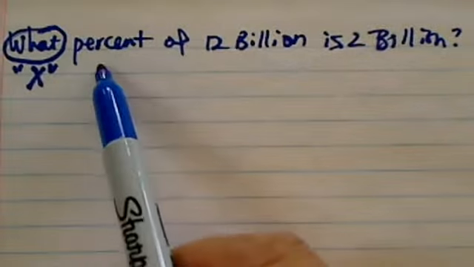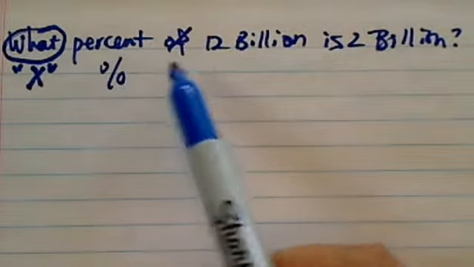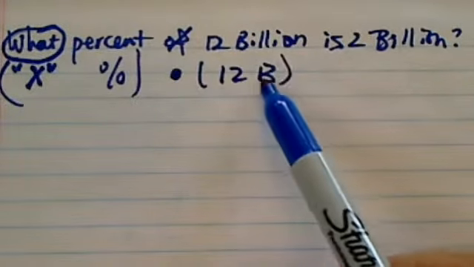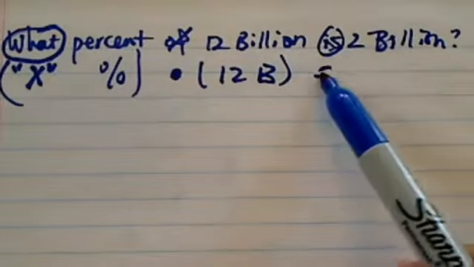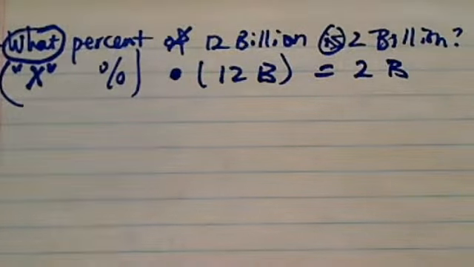So x percent, let's put a percent, of means multiply. So x percent of 12, I'll just put a b here for 12 billion, is equal to 2 billion. So we literally translated this first sentence into an equation.